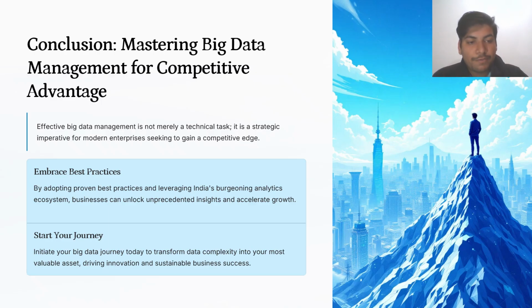Now, first we talk about embrace best practices. By adopting proven best practices and leveraging the evolving big data analytics ecosystem, businesses can unlock unprecedented insights and accelerate growth. And the second is start your journey. Initiate your big data journey today to transform data complexity into your most valuable asset, driving innovation and sustainable business success.